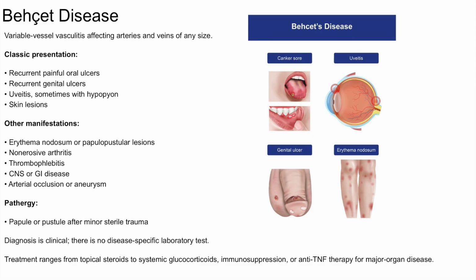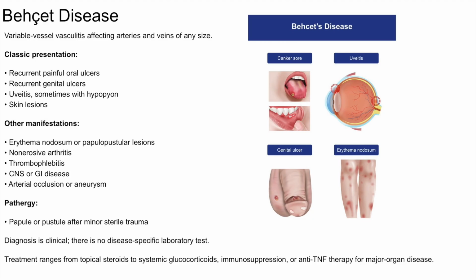So Behçet disease, I'm not sure how to pronounce the Turkish C there, but it's a variable vessel vasculitis that can involve arteries and veins of any size. The classic presentation includes recurrent painful oral ulcers, and so recurrent genital ulcers, uveitis, and inflammatory skin lesions. Uveitis may produce a hypopyon, which is a visible collection of inflammatory cells in the anterior chamber. So you're quite literally seeing immune cells.